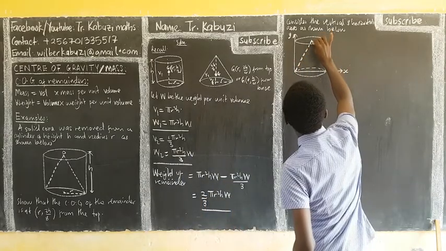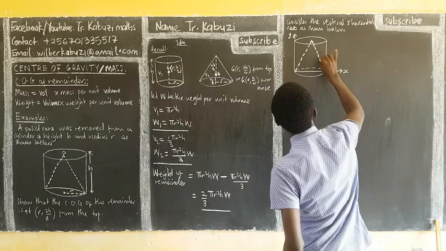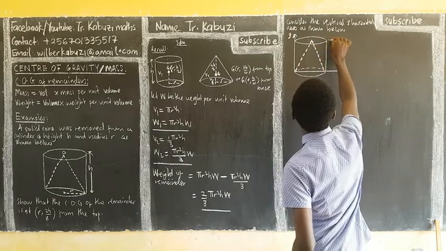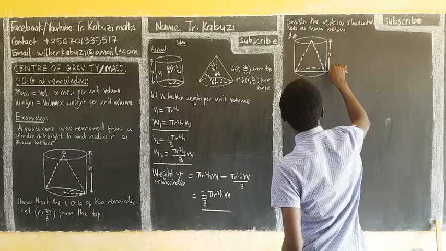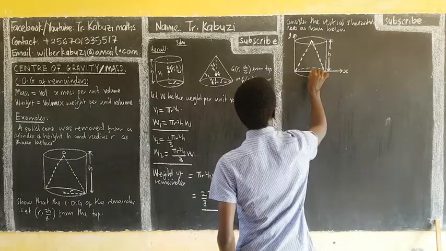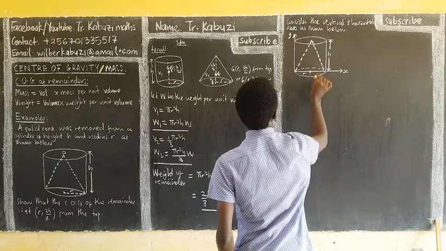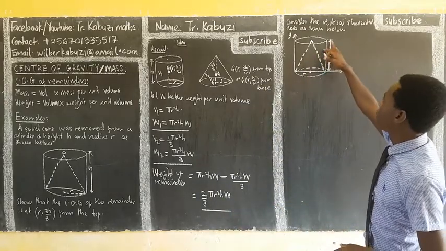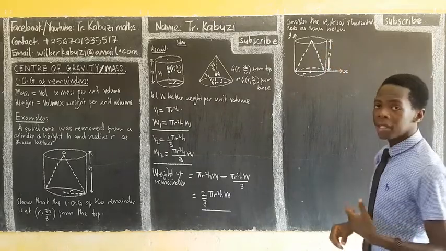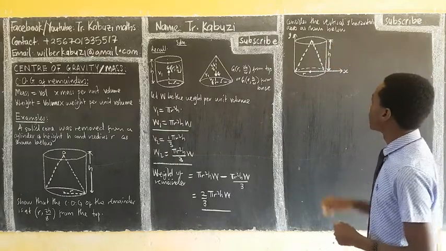Then this one is going to be here. Of course, we have our height h from there up there. From here, we have our radius r. And then we are going to have the two centers of gravity: the center of gravity of the cylinder and the center of gravity of the cone.